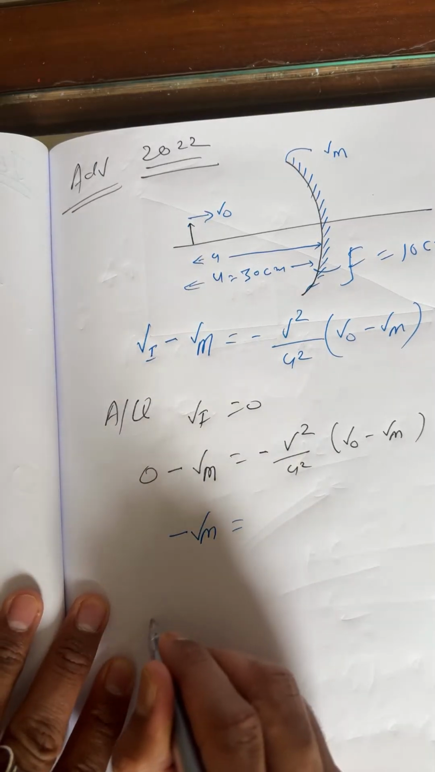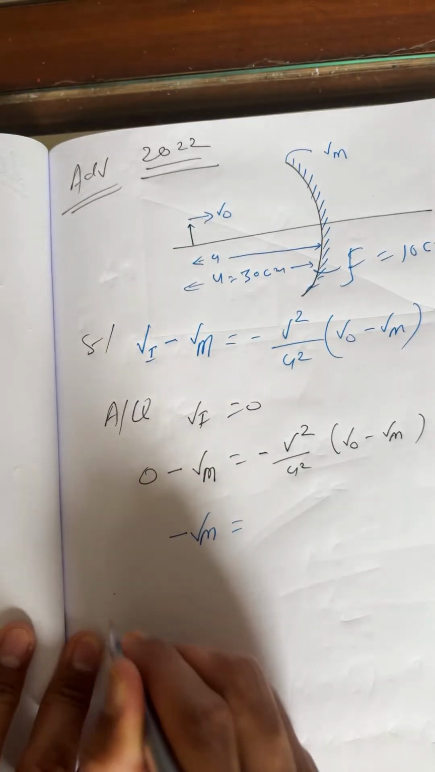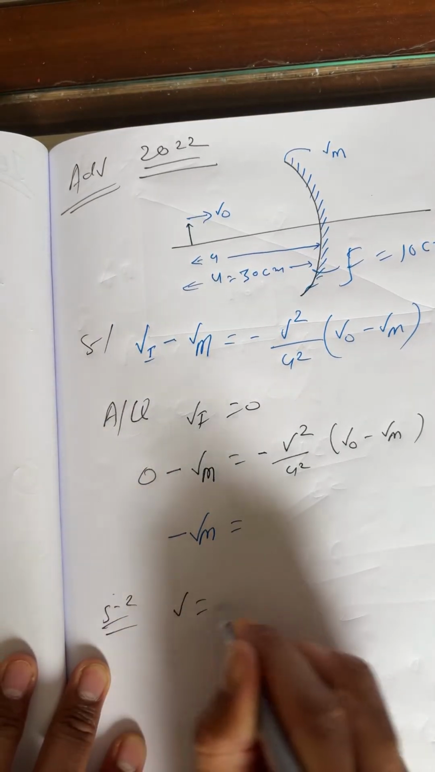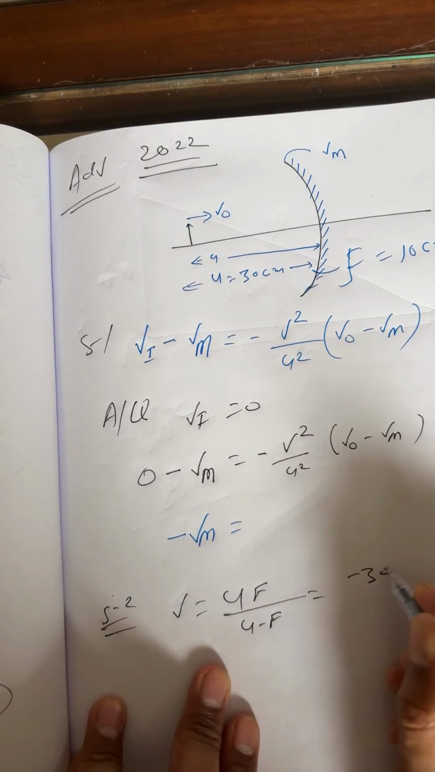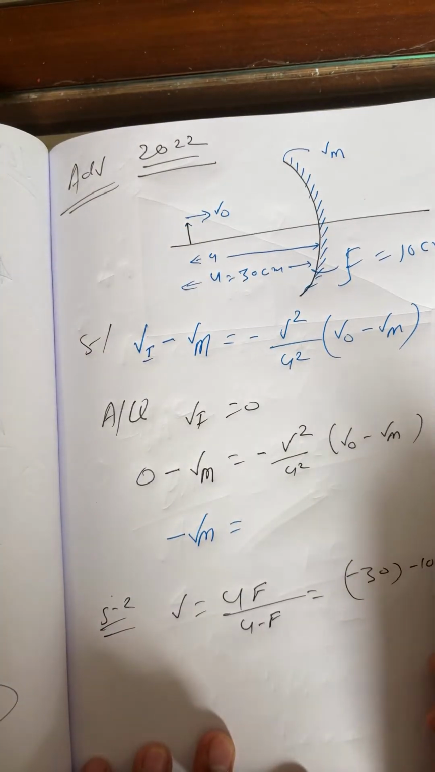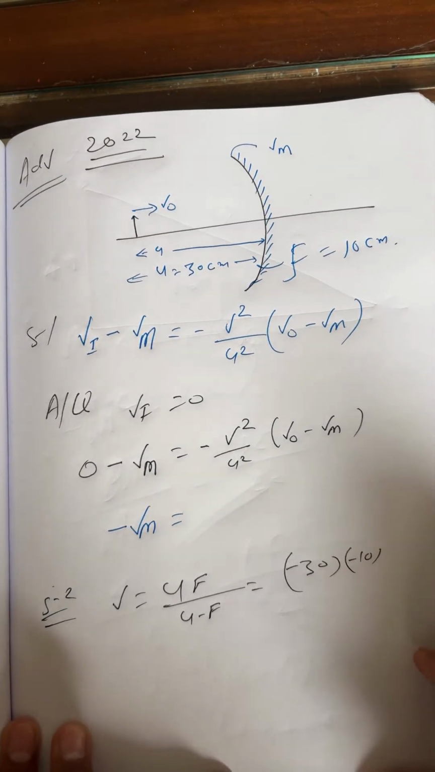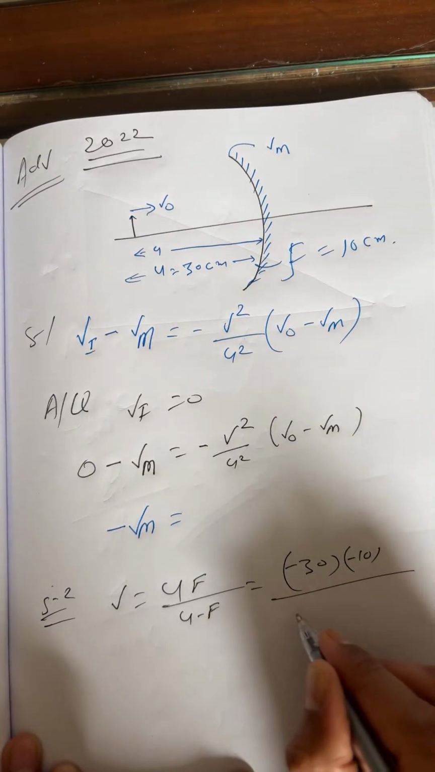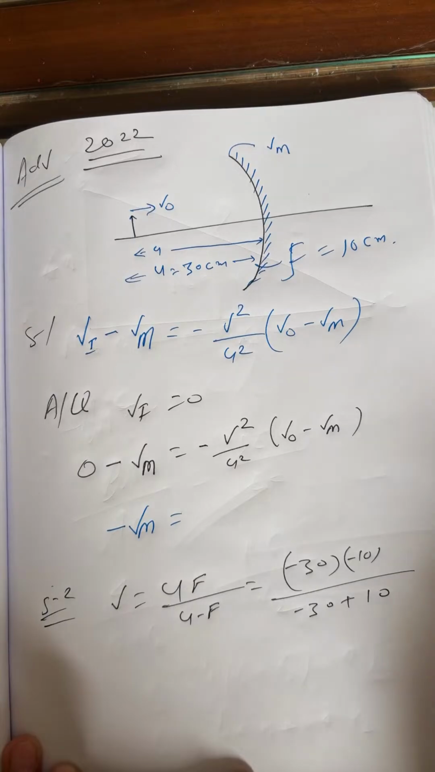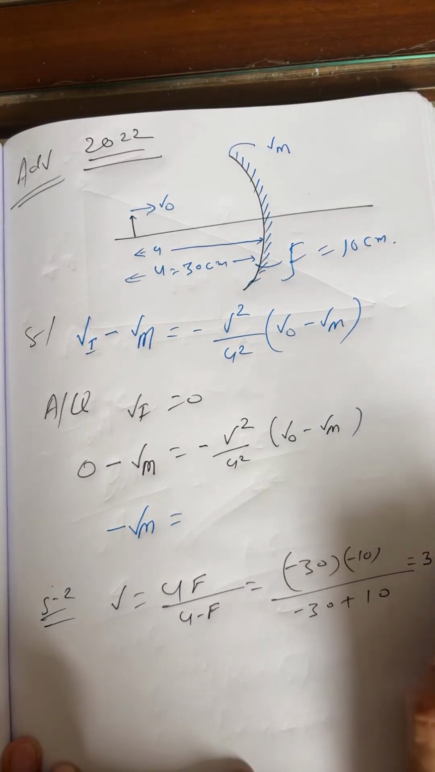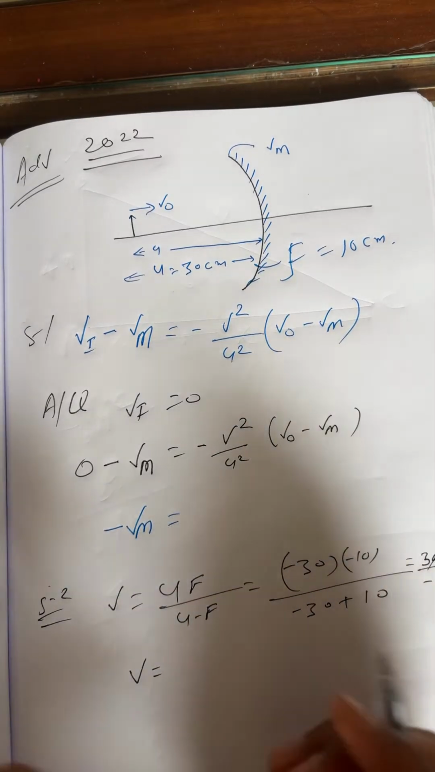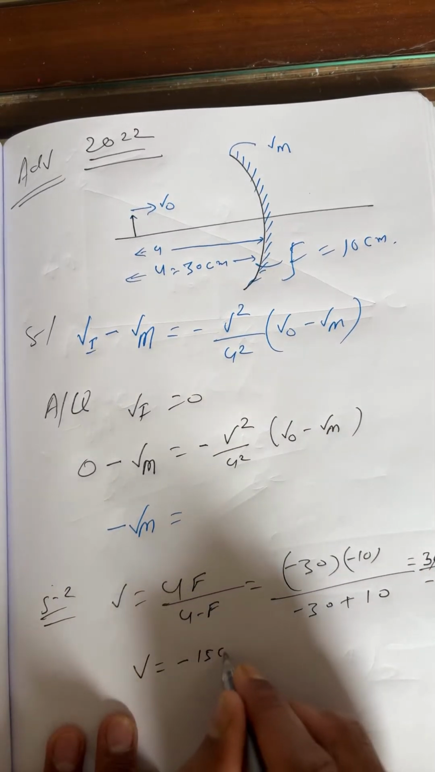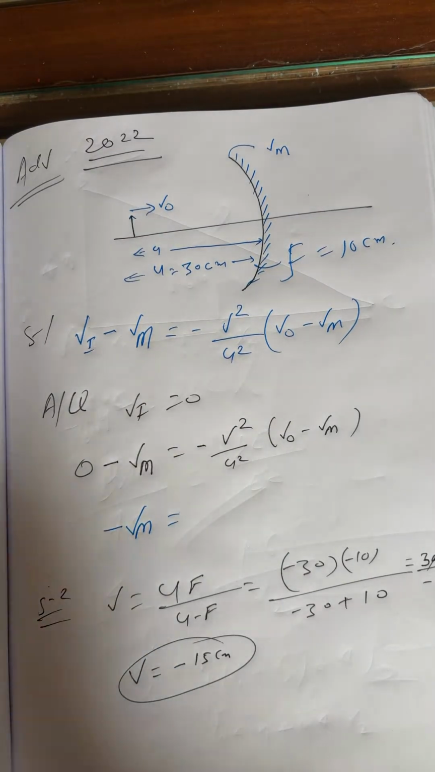So V, students, I'll find over here. Step 1. This is step 2. So we can write u into f upon u minus f. u is minus 30, into f, I can say minus 10. I hope all of you remember the focal length of a concave mirror. Upon u, this is minus 30 plus 10. So you can see this is nothing but 300 upon minus 20. This is cancelled. So the image distance we will get is minus 15 centimeter, right?